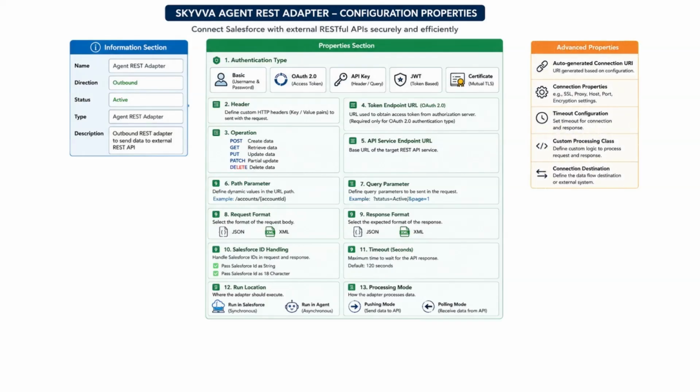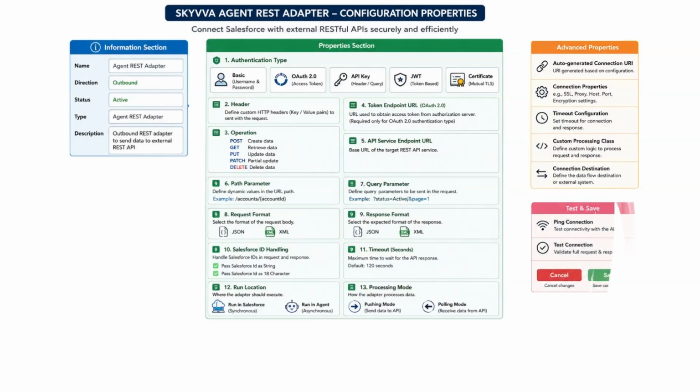Step 3 is the Advanced Properties section. Here we handle advanced configurations like auto-generated connection URI, connection settings like SSL, proxy, host, and port, timeout configuration, custom processing class for custom logic, connection destination for external systems. This section is mainly for advanced control and fine-tuning of the connection.